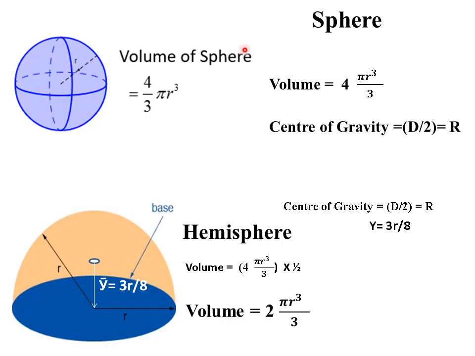Next diagram is sphere. See, a sphere is nothing but a ball. Volume of sphere is 4 by 3 pi r cube. And its center of gravity lies exactly at the center of the sphere. So from any edge if you take, it will be at d by 2, or it will be r.